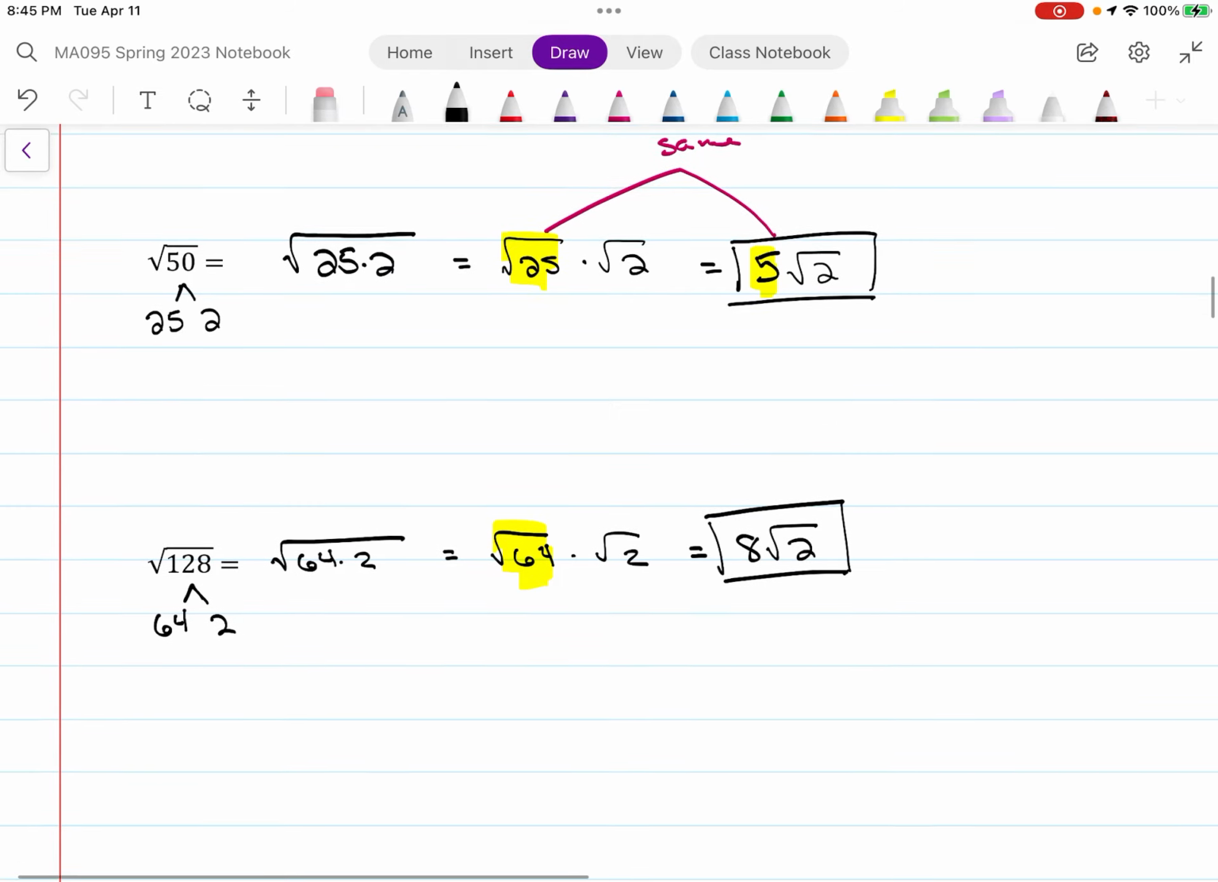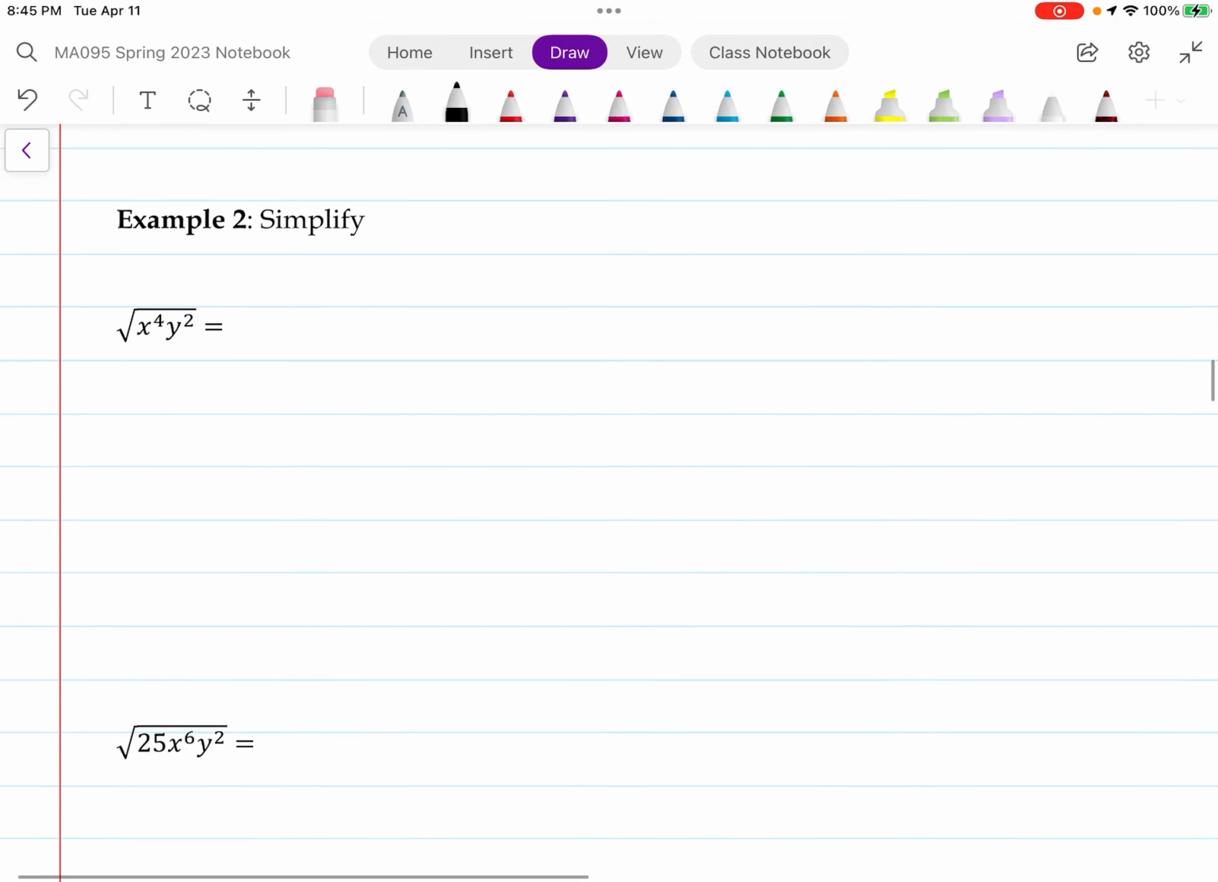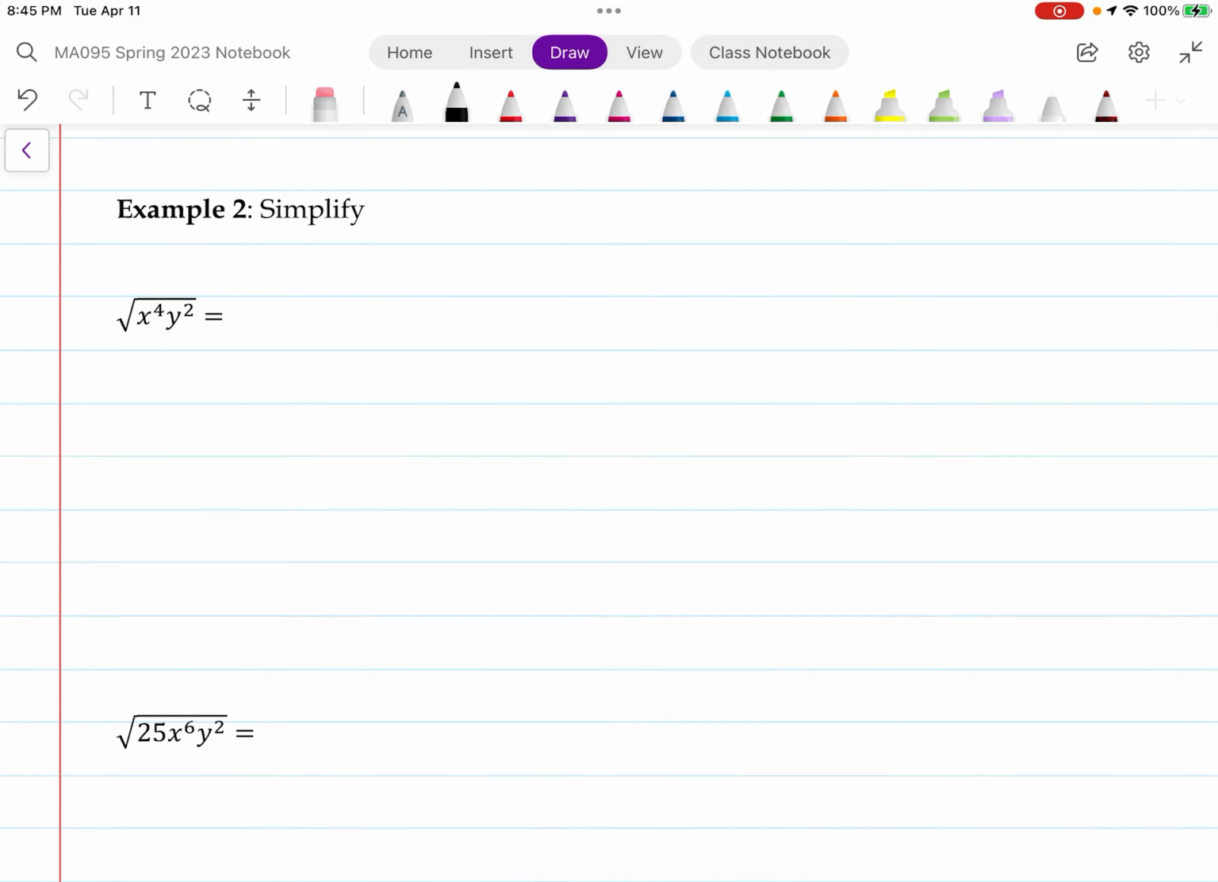All right, so let's come to the next section here. Oh, I've got a big empty spot. All right, so we've got the square root of x to the 4th y squared. What are we going to do with that? So there's a number of ways to think about this. Let me show you a couple ways here. X to the 4th is x squared times x squared times y squared. Now, every time we have a square, because remember the square root of x squared is x, the square root of y squared is y, and so forth.